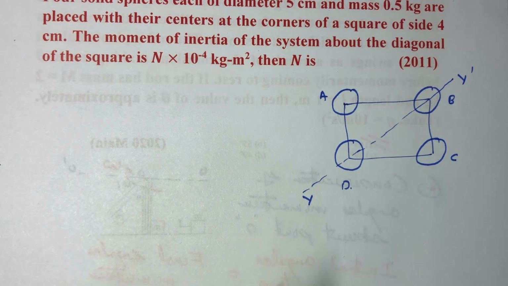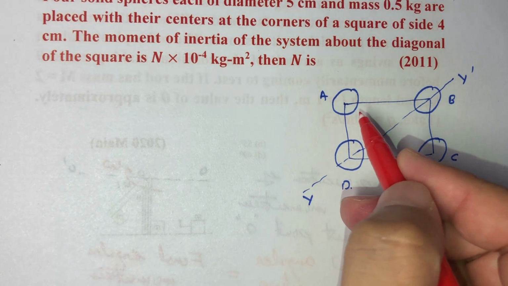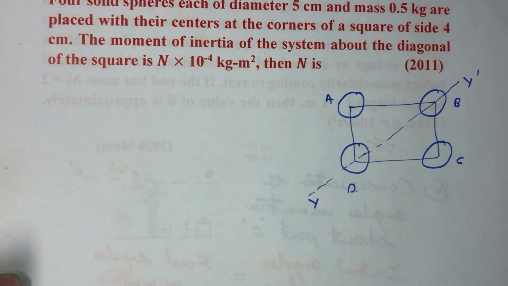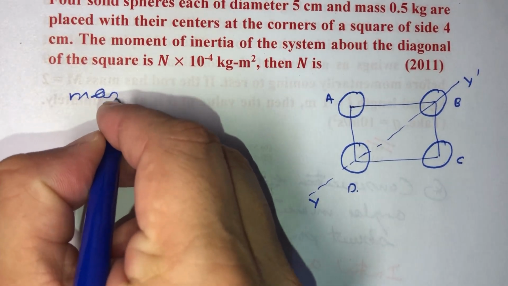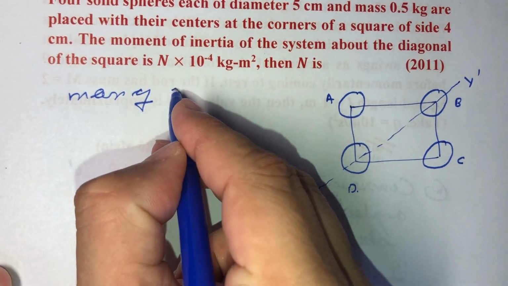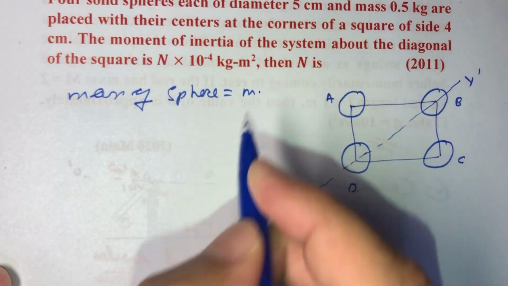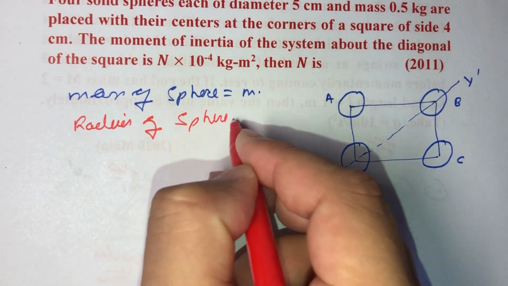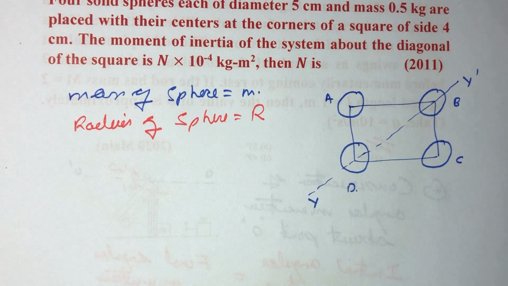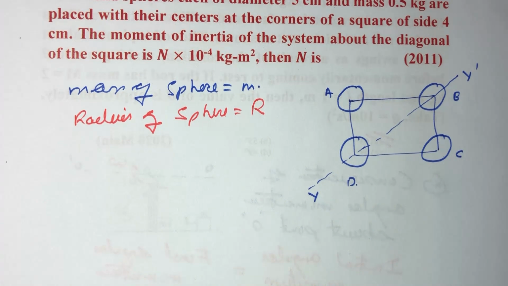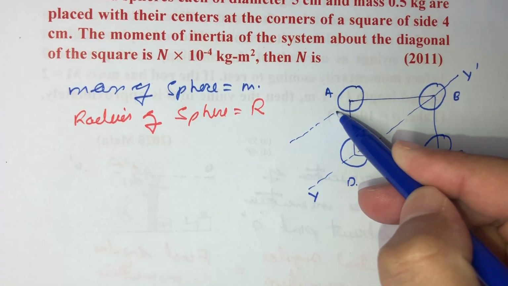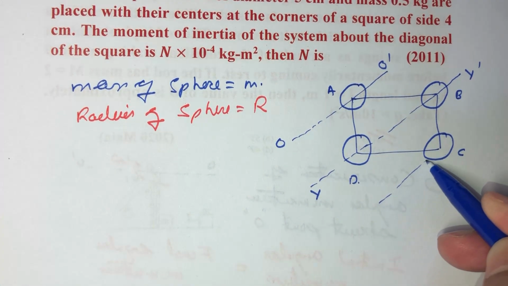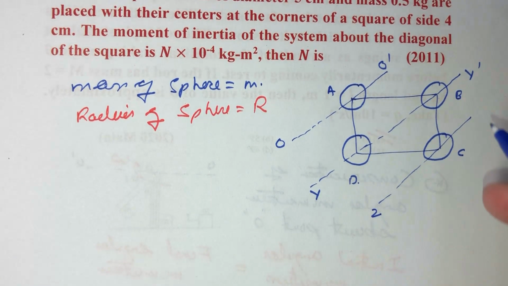So first of all, let us say that the sphere is having a mass of m and radius is capital R. So mass of sphere is m and radius of sphere is capital R. So let us find out what will be the moment of inertia about an axis in this direction for A, and let us suppose this axis is called as OO prime, and another axis which is passing through the center of sphere C, and let us call that as Z and Z prime.